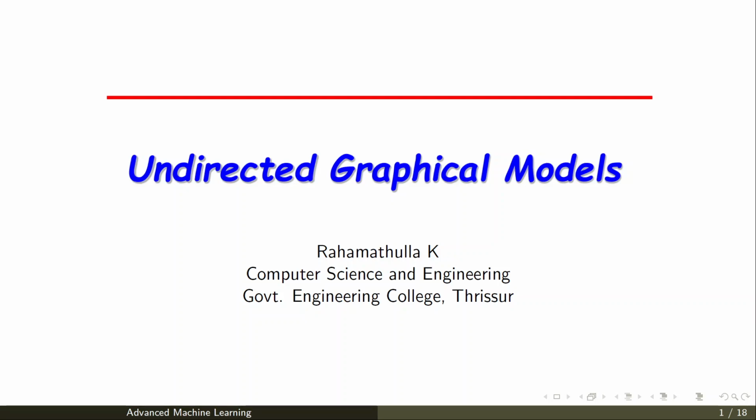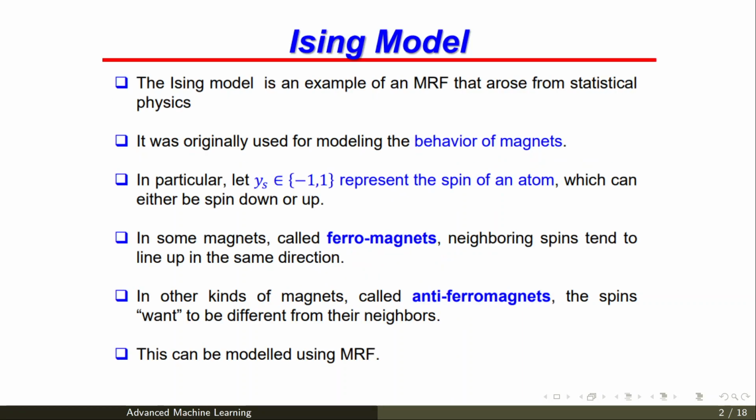In this lecture, we will see some of the examples of undirected graphical models or Markov random fields. The first one is the Ising model. In the Ising model, we are looking at a two-dimensional or three-dimensional lattice. We are basically trying to mimic the behavior of magnets.